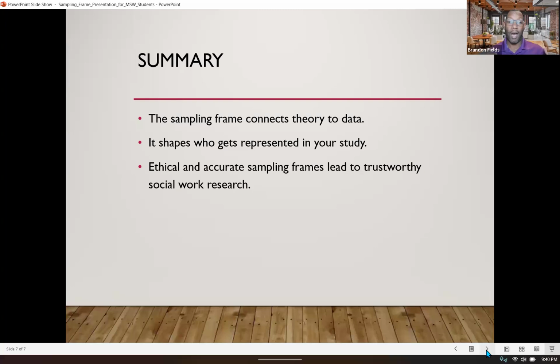So in summary, sampling frame helps us to connect theory to our data. It shapes how and who gets included into your study. And it is ethical and provides just an accurate way of putting together a sample that is more trustworthy so that your findings can be more credible and valid.